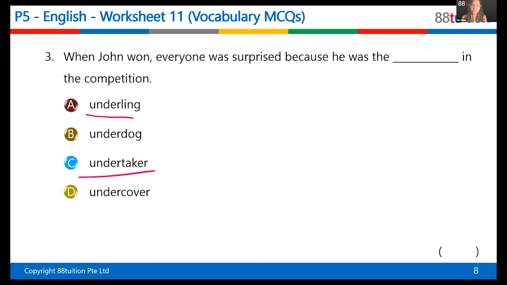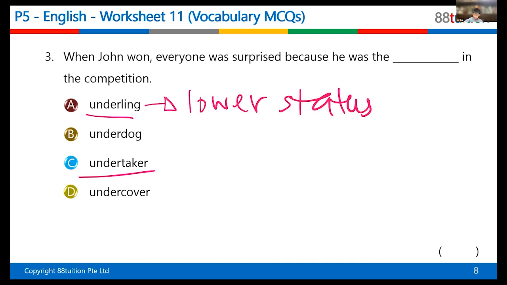Now, why? What does underling mean? Does anyone know what underling means? If I say you are an underling, means what? Yes, Jerkai? A person in lower rank. Very good. I see that you actually went to search words that you don't know the meaning of. Well done. Good job. Yes, give yourself a point. Very good. So a person who is in lower status or lower rank, right? So that's called an underling. Okay, so here everyone was surprised because he was the underling in the competition. He's not a rank, right? Is he? Right? So here A cannot be the answer.